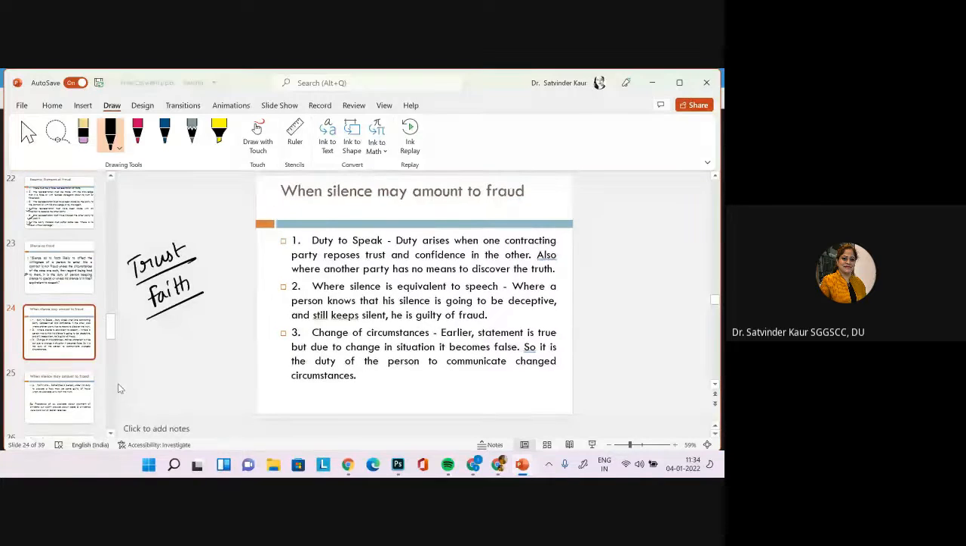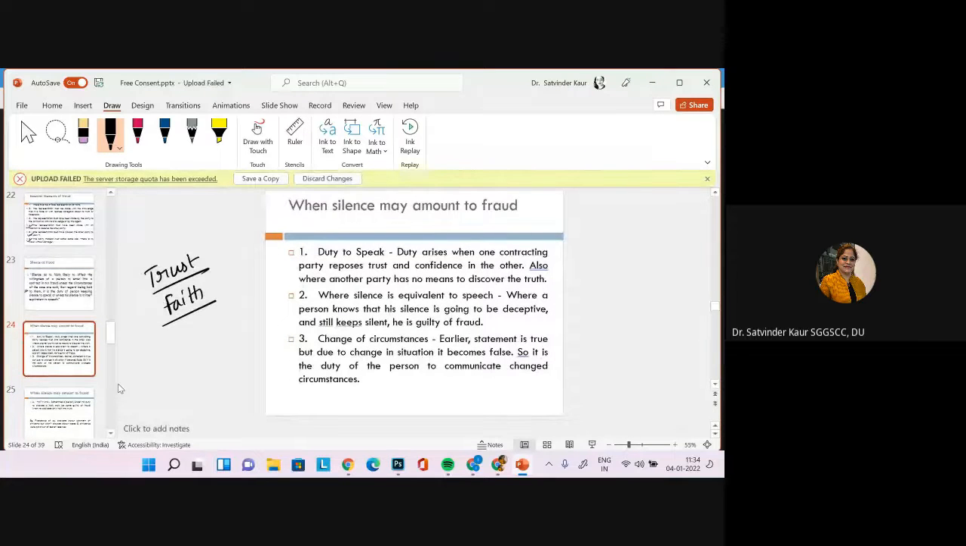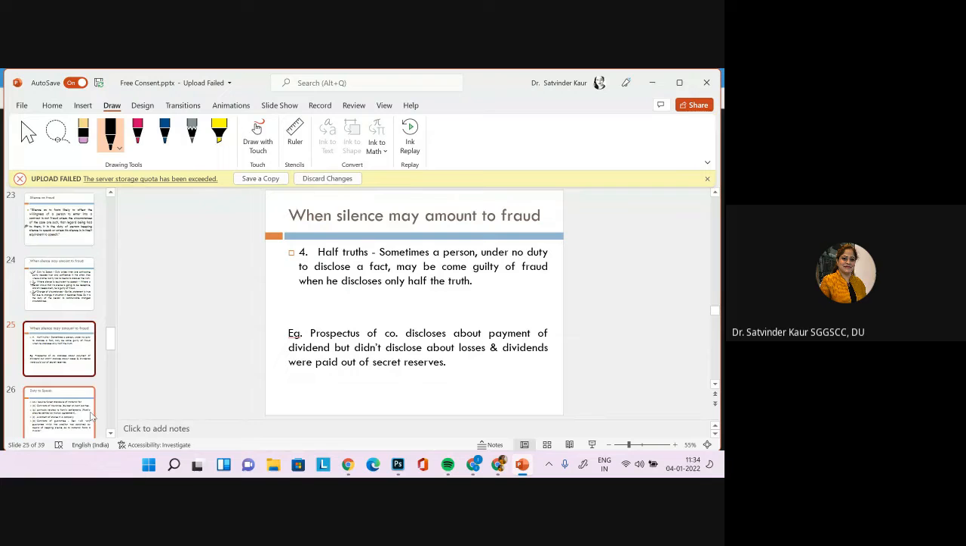And where a person knows that he is not going to clear a particular point, or he is not going to share it with the other person, then in that case, the person will take it otherwise. So there also silence would amount to fraud. And where there is a change of circumstances, there also the silence would amount to fraud. So there can be a question: under what circumstances is silence considered as fraud? So you have to explain these three situations with the help of examples.